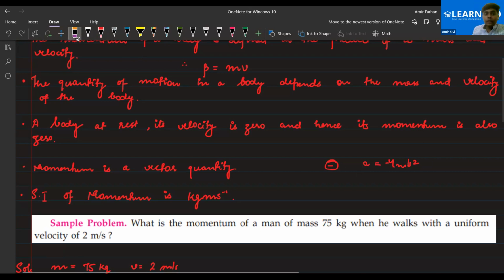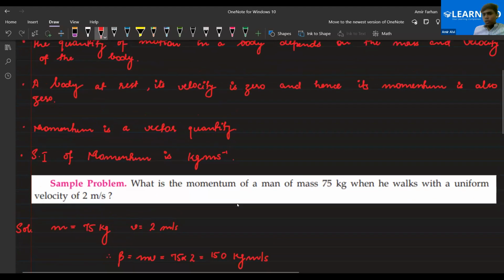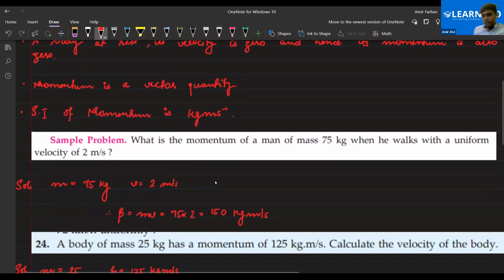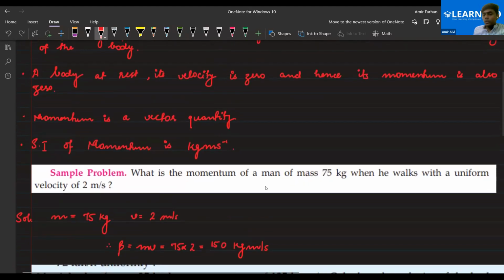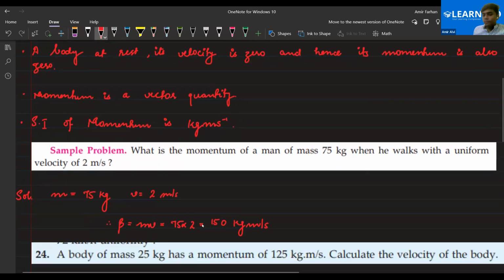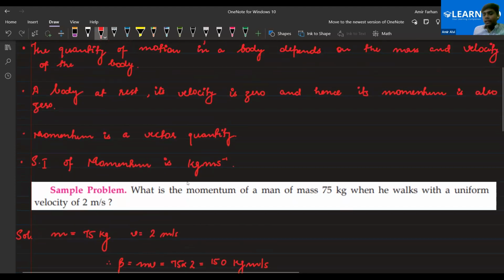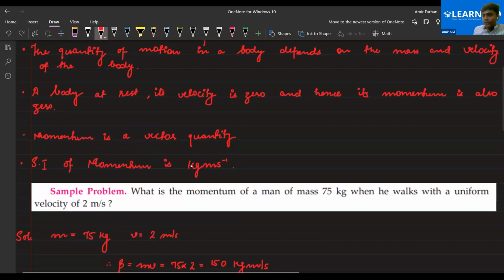Okay. Please mention the negative sign if the quantity is a vector and the answer is coming out negative. So this is all about momentum. Next, these are the basic questions based on momentum. What is the momentum of a man of 75 kg moving with a velocity of 2 meter per second? 75 and 2, if you multiply them, you get 150 kg meter per second. Kg meter per second means you multiply the mass, which is kg, by the velocity, which is meter per second, so the SI unit comes out to be kg meter per second.